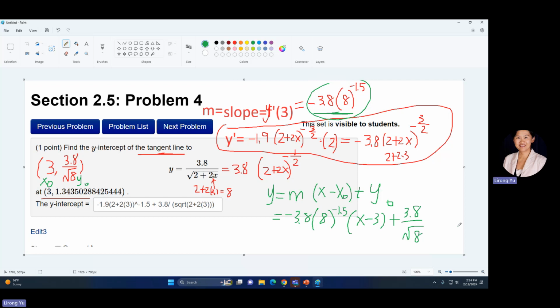Are we okay? Yeah. Yes? How did the 3.8 become... Because it was negative here. And that one times this one is negative.